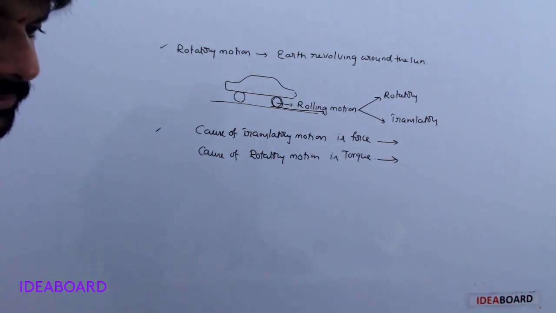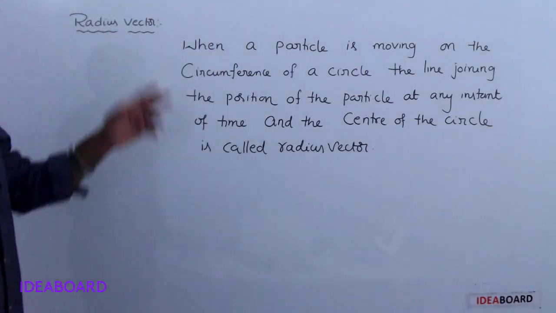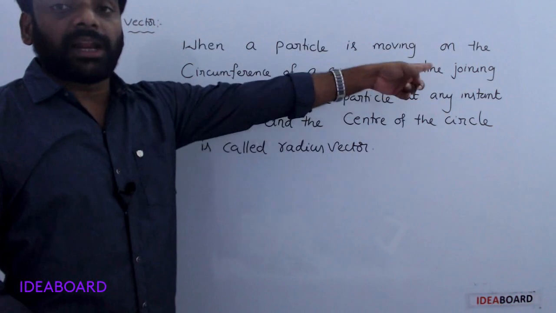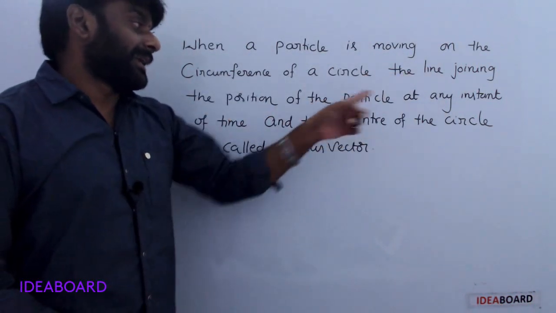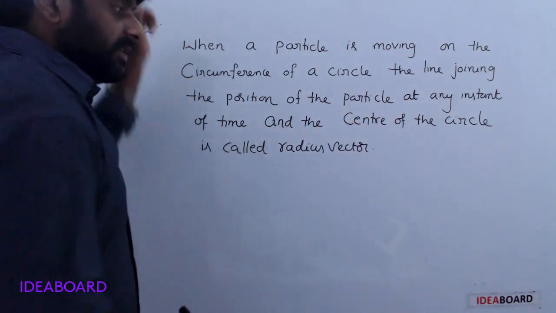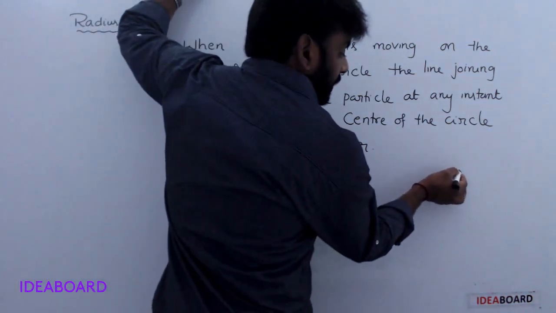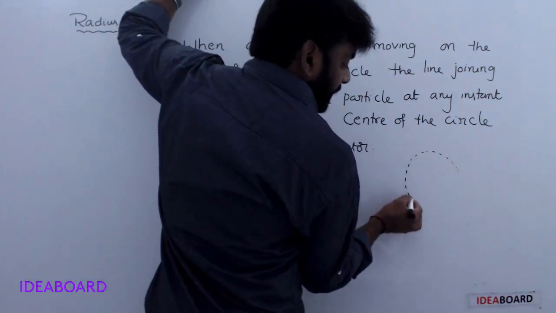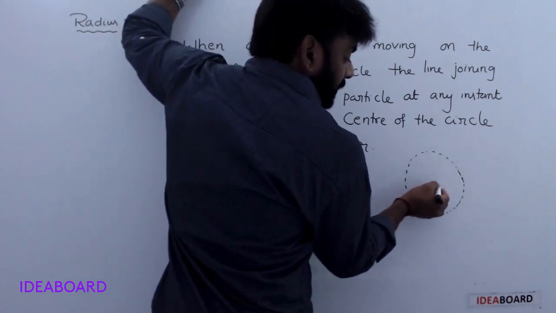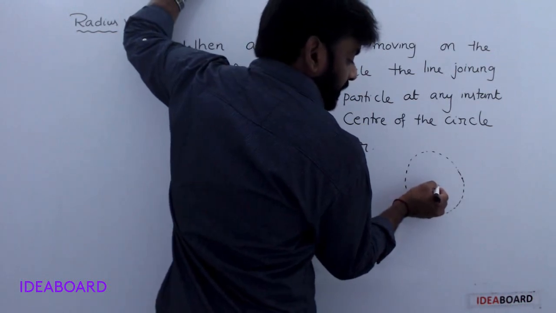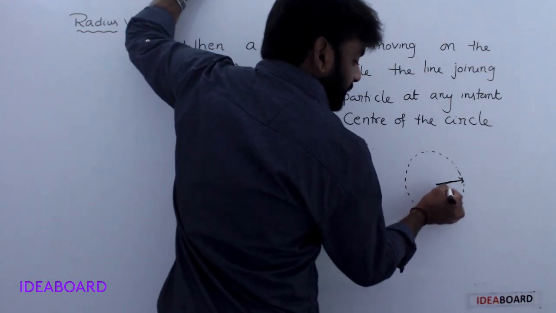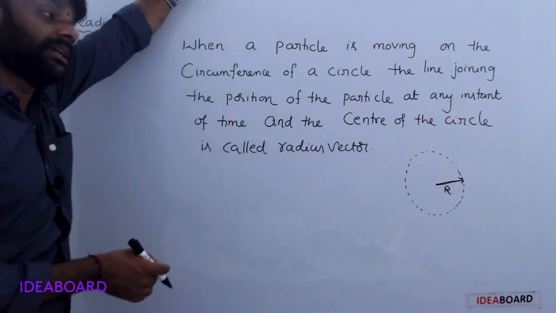So next definition, radius vector. When a particle is moving on the circumference of a circle, the line joining the position of the particle at any instant of time and the center of the circle is called radius vector. For example, here a particle rotates on the circumference of a circle. This is the position of the particle. The line joining the center of the circle and this position gives the radius. It is a vector quantity.